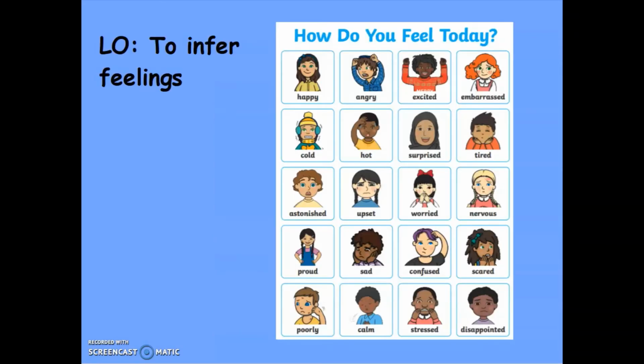Today's learning objective is to infer feelings. Let's start by looking at our own feelings. Using the pictures, how do you feel today? Do you feel happy? Are you excited about the new literacy topic and writing your own story? Do you feel tired?